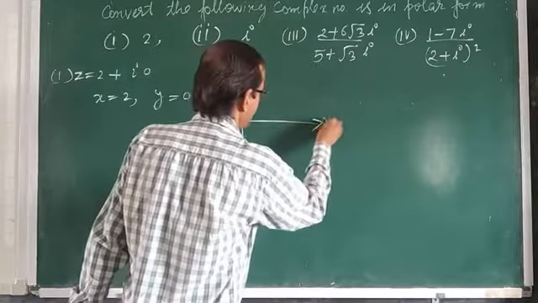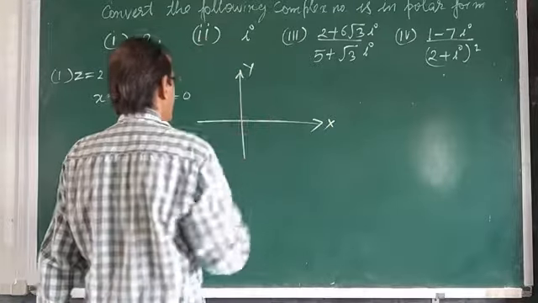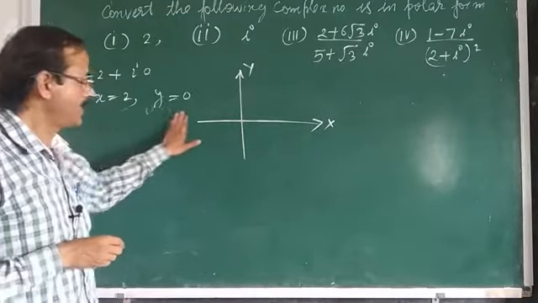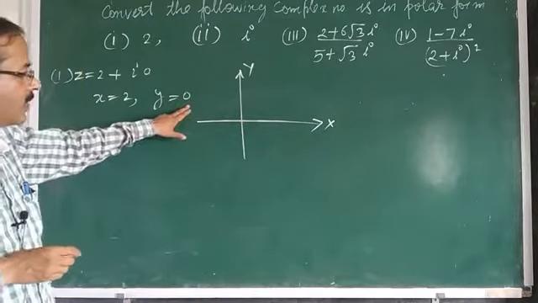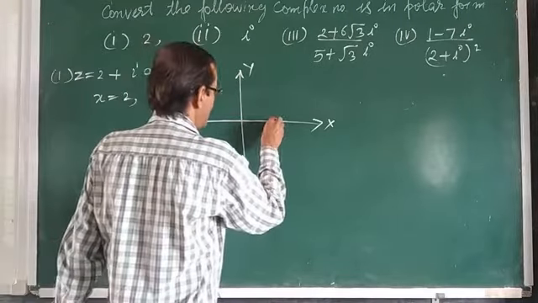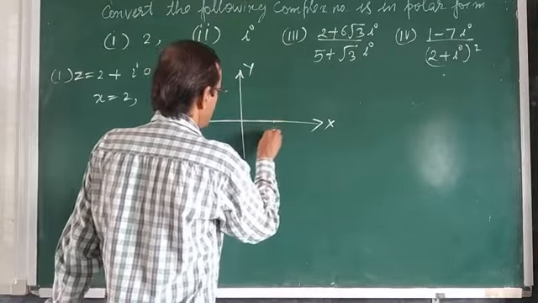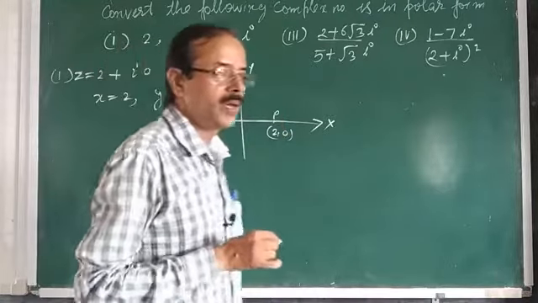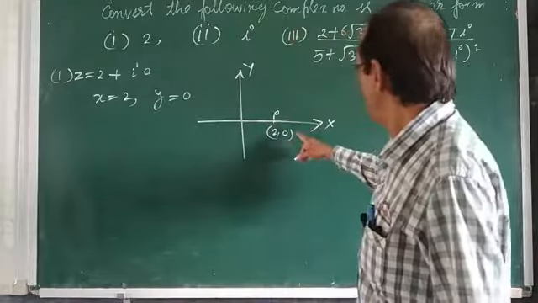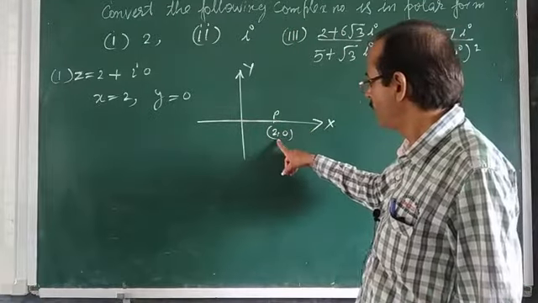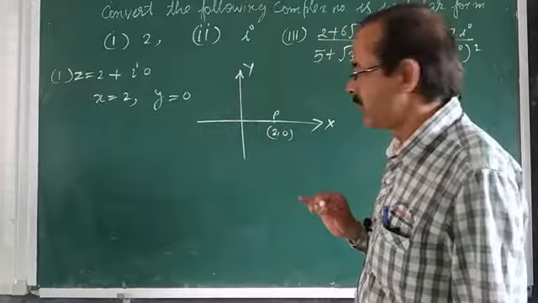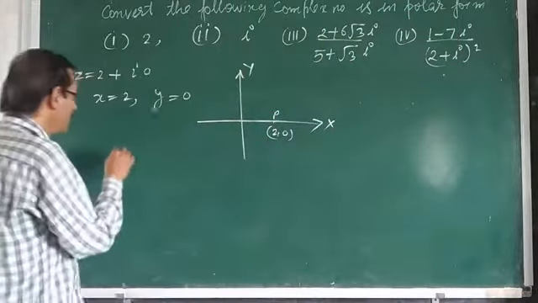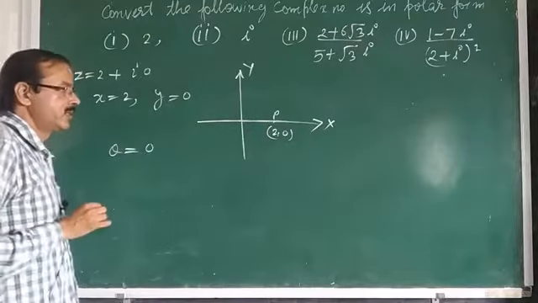This is the x-axis and this is the y-axis. X is equal to 2. This will lie on the x-axis because the y value here is 0. Suppose this is 1, 2. So the coordinate will be 2, 0. So that point P will lie on the x-axis with coordinate 2, 0. So what will be the argument of this complex number? That will be equal to 0.